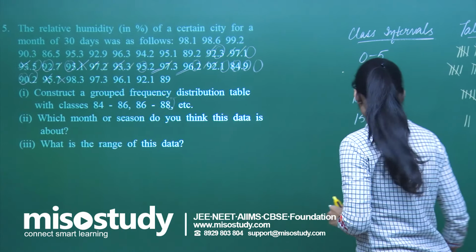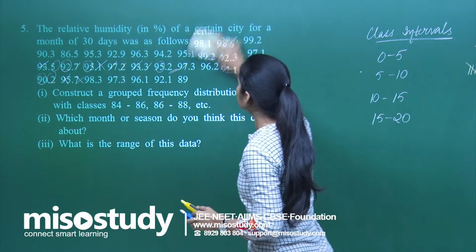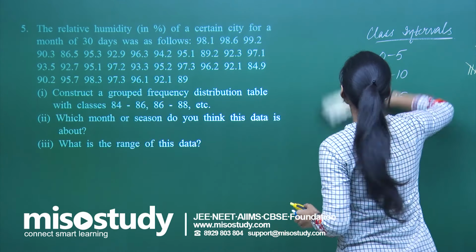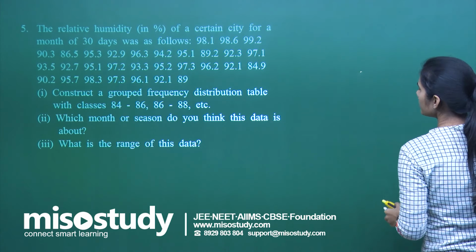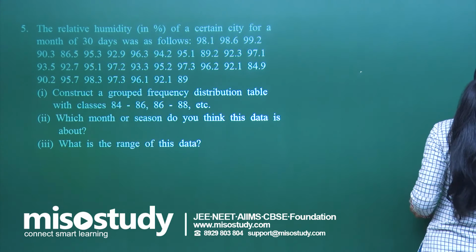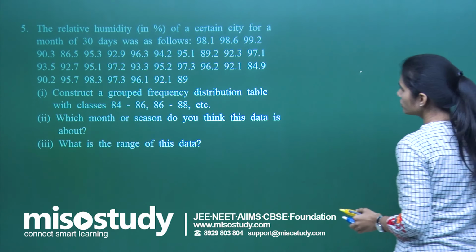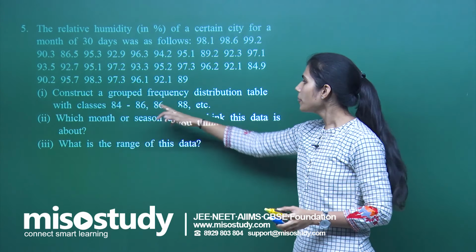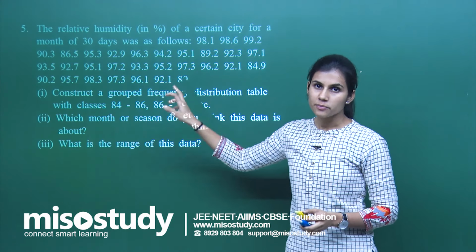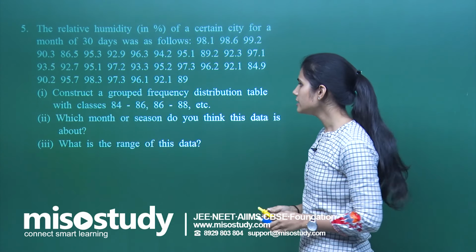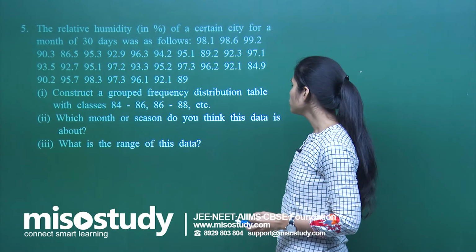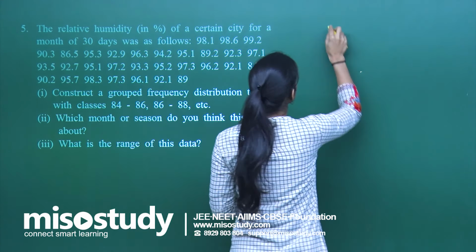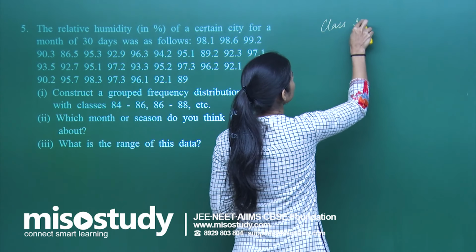It says that the relative humidity of a certain city for a month of 30 days was as follows. Construct again a group frequency distribution table. Now the class size is not mentioned, but the class intervals are given, just 2 are given. Taking the idea of class size from these class intervals, I am going to write all the class intervals. It also asks which month or season you think this data is about and what the range of this data is. Let's first talk about the group frequency distribution.